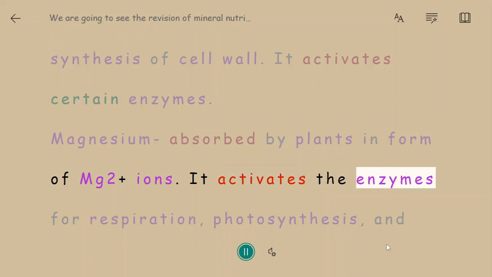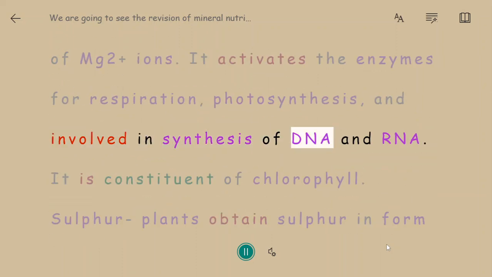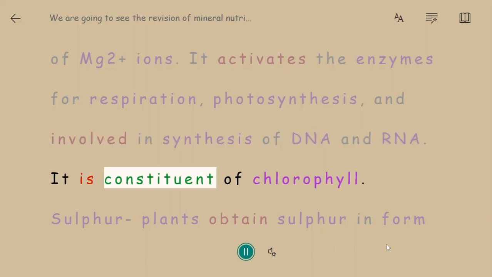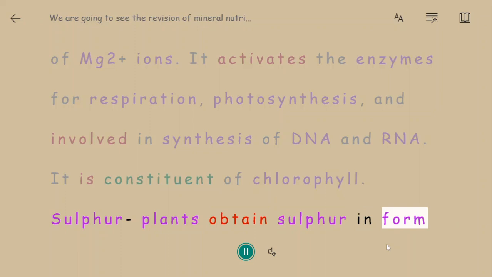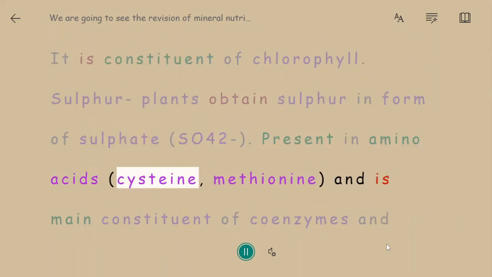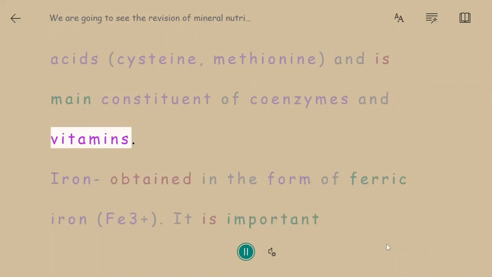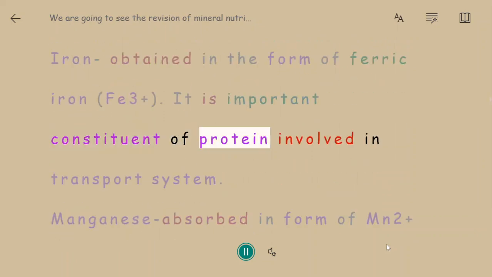Magnesium is absorbed by plants in the form of Mg2+ ions. It activates the enzymes for respiration and photosynthesis, and is involved in synthesis of DNA and RNA. It is a constituent of chlorophyll. Sulfur: plants obtain sulfur in the form of sulfate, SO4 2-. It is present in the amino acids cysteine and methionine, and is a main constituent of coenzymes and vitamins. Iron is obtained in the form of ferric iron, Fe3+. It is an important constituent of proteins involved in the transport system.